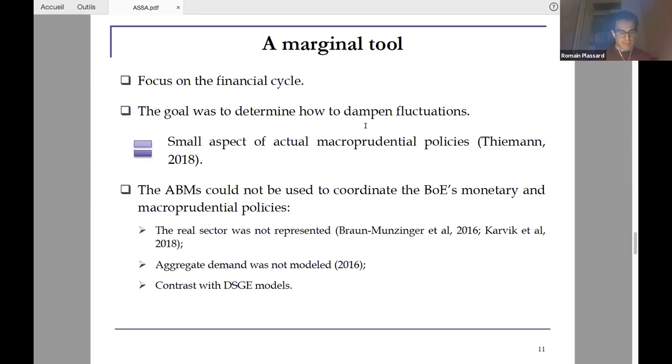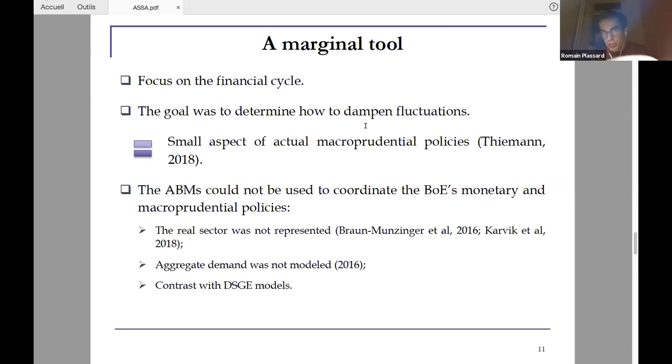Then, agent-based models could not be used to address the coordination between macroprudential and monetary policies. This has to do with their structure. Either the real sector was not represented, or its interactions with the financial sector were extremely limited. This is the case in the agent-based model of the housing market. Neither the market for goods nor aggregate demand were formalized. As a result, the model could not determine how credit restrictions reduced aggregate demand and, for instance, led inflation to undershoot the target.